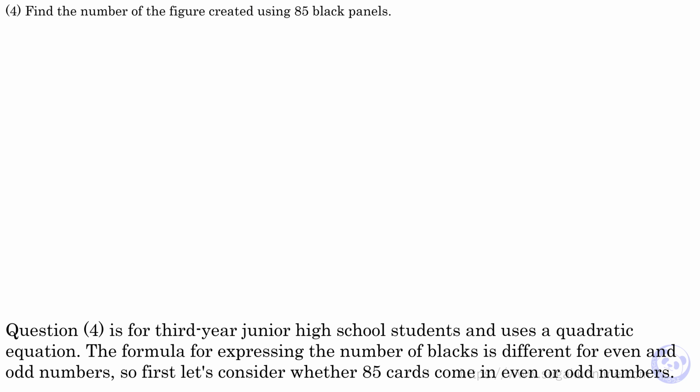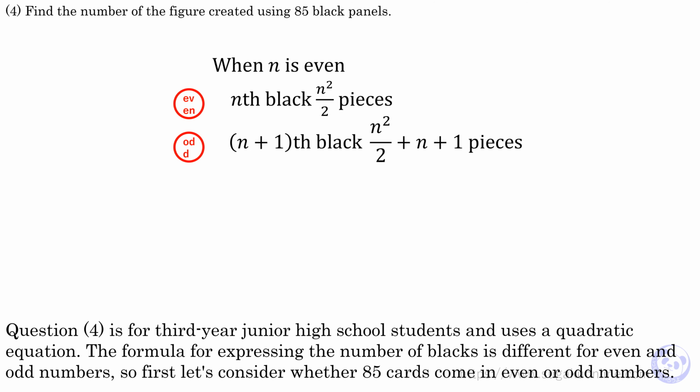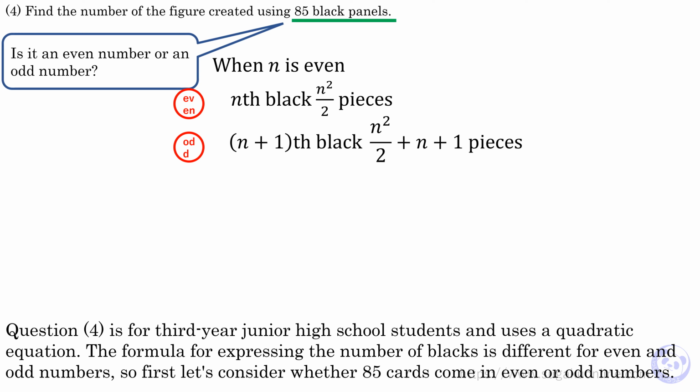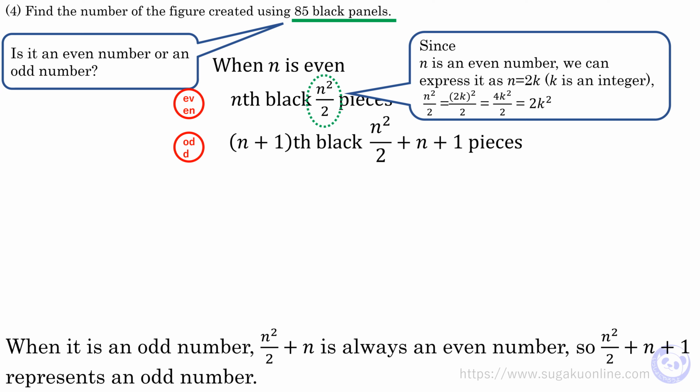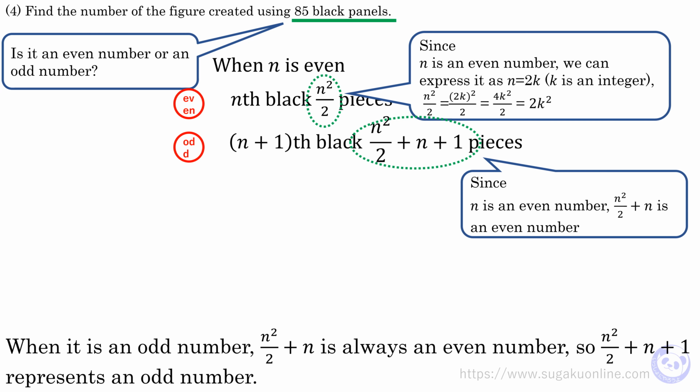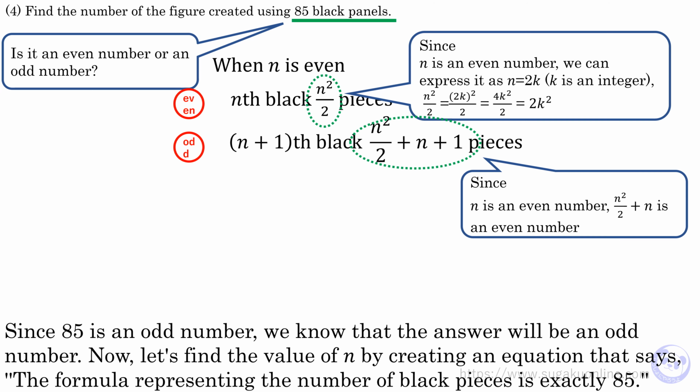Question 4 is for third-year junior high school students and uses a quadratic equation. The formula for expressing the number of blacks is different for even and odd numbers, so first let's consider whether 85 pieces come in even or odd number. If it's an even number, it's n squared over 2. Since n is an even number, this formula can only represent even numbers. For odd numbers, n squared over 2 plus n is always an even number, so n squared over 2 plus n plus 1 represents odd numbers. Since 85 is an odd number, we know that the answer will be an odd number.